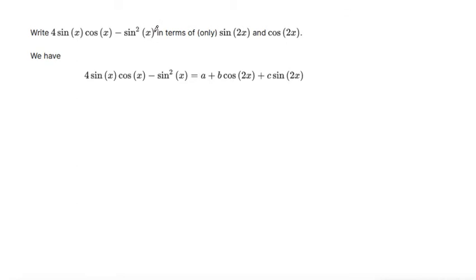It reads this part again, and then it gives us a plus b cos 2x plus c sine 2x. So they don't mind if we have a constant out here as well as the cos 2x and the sine 2x. So let's see, how can we start getting this in terms of double angles?